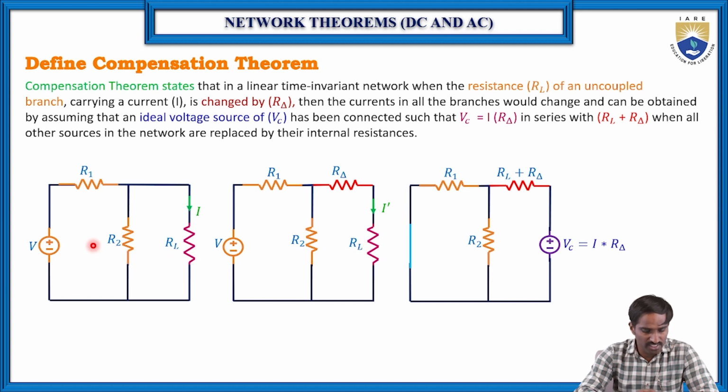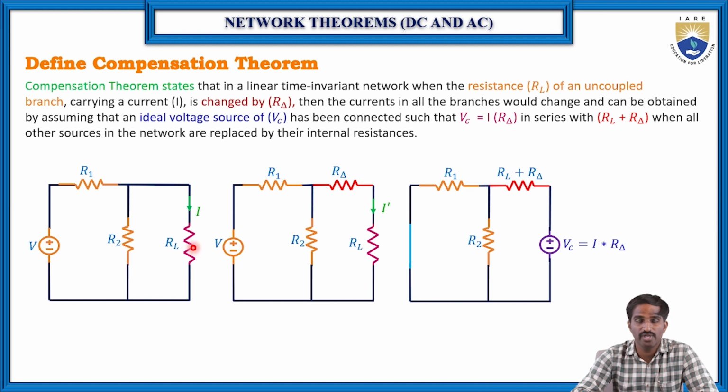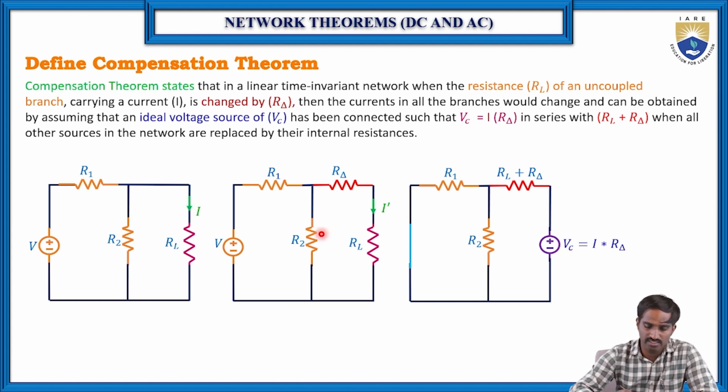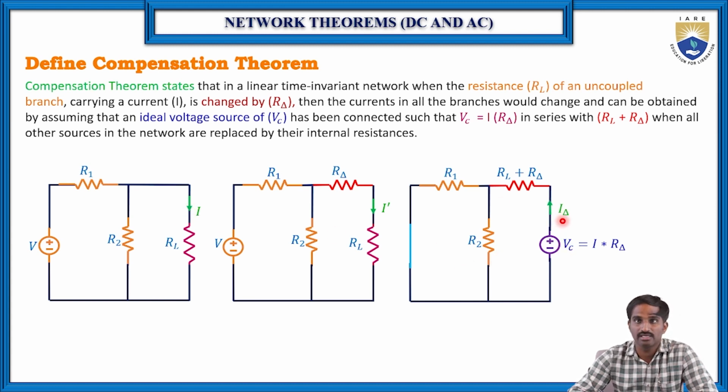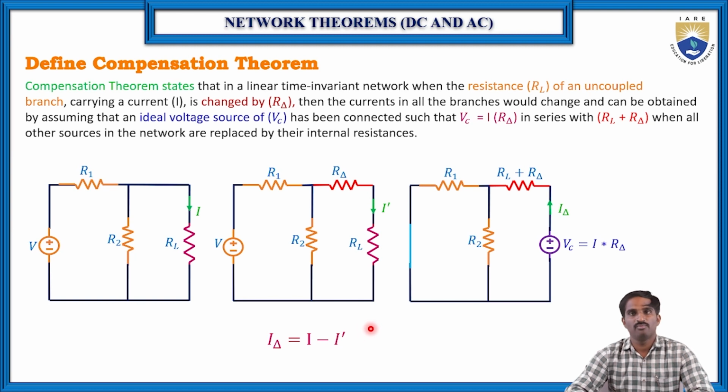Then you replace the voltage source in the branch to which you have added the change in resistance, delta R. So in this circuit, RL plus delta R, and the Vc is equal to I into delta R that we should replace. Then the current flowing here is I delta, which means I delta is equal to I minus I dash. So this is all about the compensation theorem.